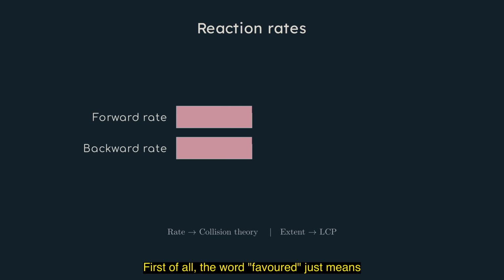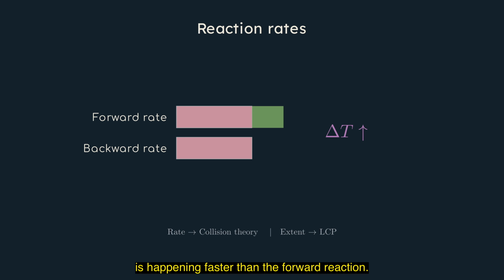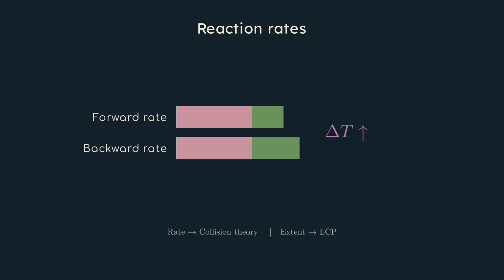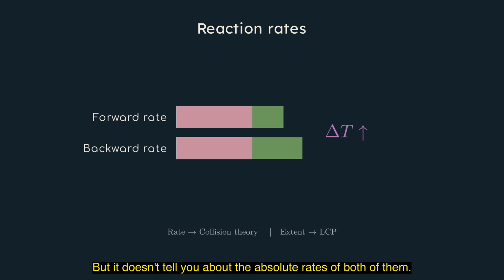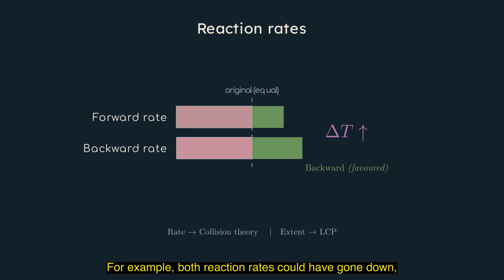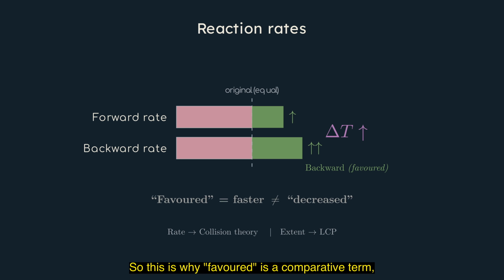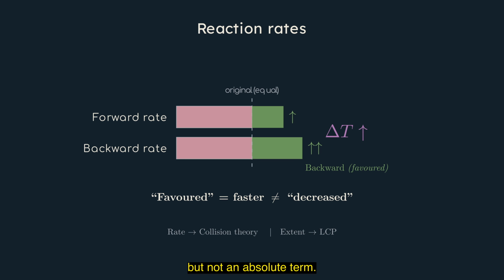First of all, the word favored just means one reaction is happening faster than the other. So if the backward reaction is favored, that means the backward reaction is happening faster than the forward reaction. But it doesn't tell you about the absolute rates of both of them. For example, both reaction rates could have gone down, but the backward reaction rate went down less than the forward one, so it would still be faster. So this is why favored is a comparative term, but not an absolute term.